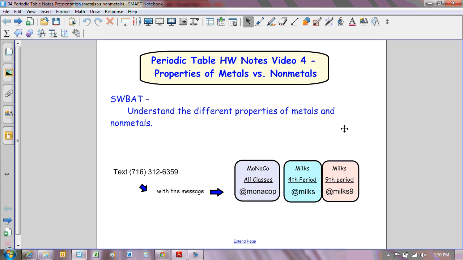We're going to talk today about properties of metals versus non-metals, okay? I want you to understand that there are different properties for both the metals and the non-metals, what those are, and how there's a certain group of elements that are kind of in between.